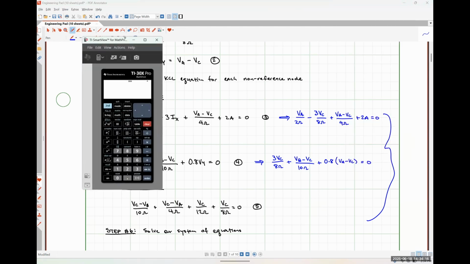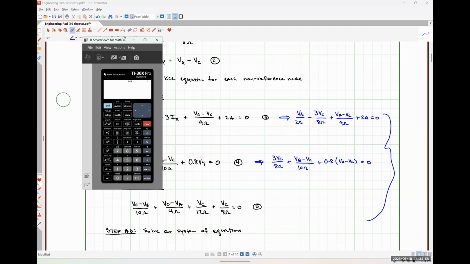And so I'm going to show you guys how to do it with what is effectively a TI 36X, even though it says 30X, this has the layout of a 36. For those of you that have Casio calculators, if you hit the menu button, you should be able to find under that menu something that says equation solver. This particular circuit is being solved by a 3x3 system of equations, so that's what you'll be looking for.